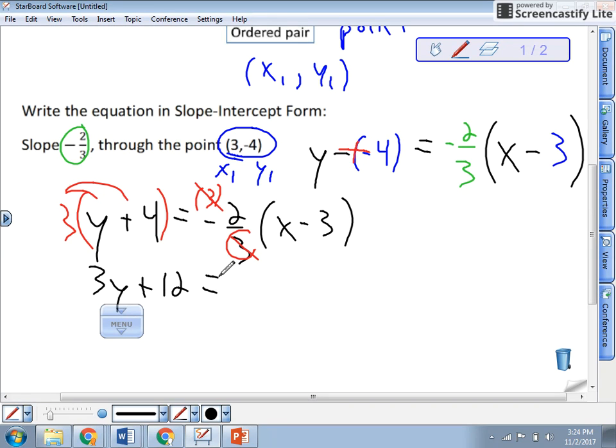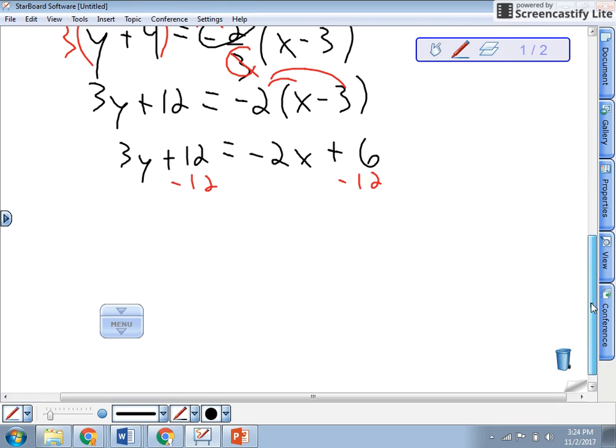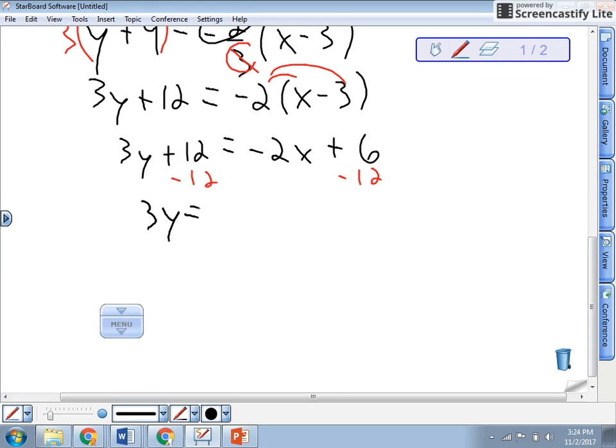Now that's going to equal over here, I still have this negative 2. So that negative sign I keep at the top number. So it's negative 2 times x minus 3. Distribute and solve. So distribute here. So when I do that, I'm going to have 3y plus 12 equals minus 2x. Negative times a negative becomes plus 6. Again, just getting y by itself. Subtract 12. Subtract 12. When I do that, I'm going to have 3y equals negative 2x plus 6 minus 12 is negative 6.